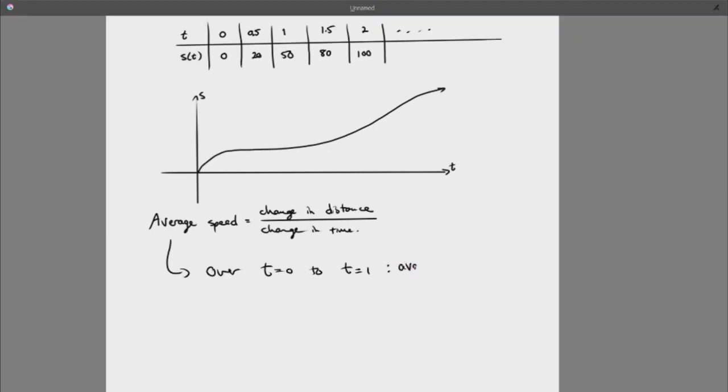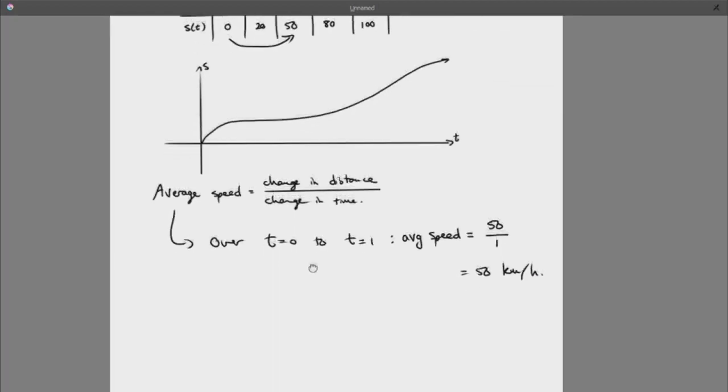Then this average speed is going to be the change from 0 to 1. So the change in distance is 50, and the change in time is 1. So I've traveled 50 kilometers per hour. So I need to know the window that I'm interested in looking at, and then I can find the average speed with a very, very simple calculation that I obtained over that window.